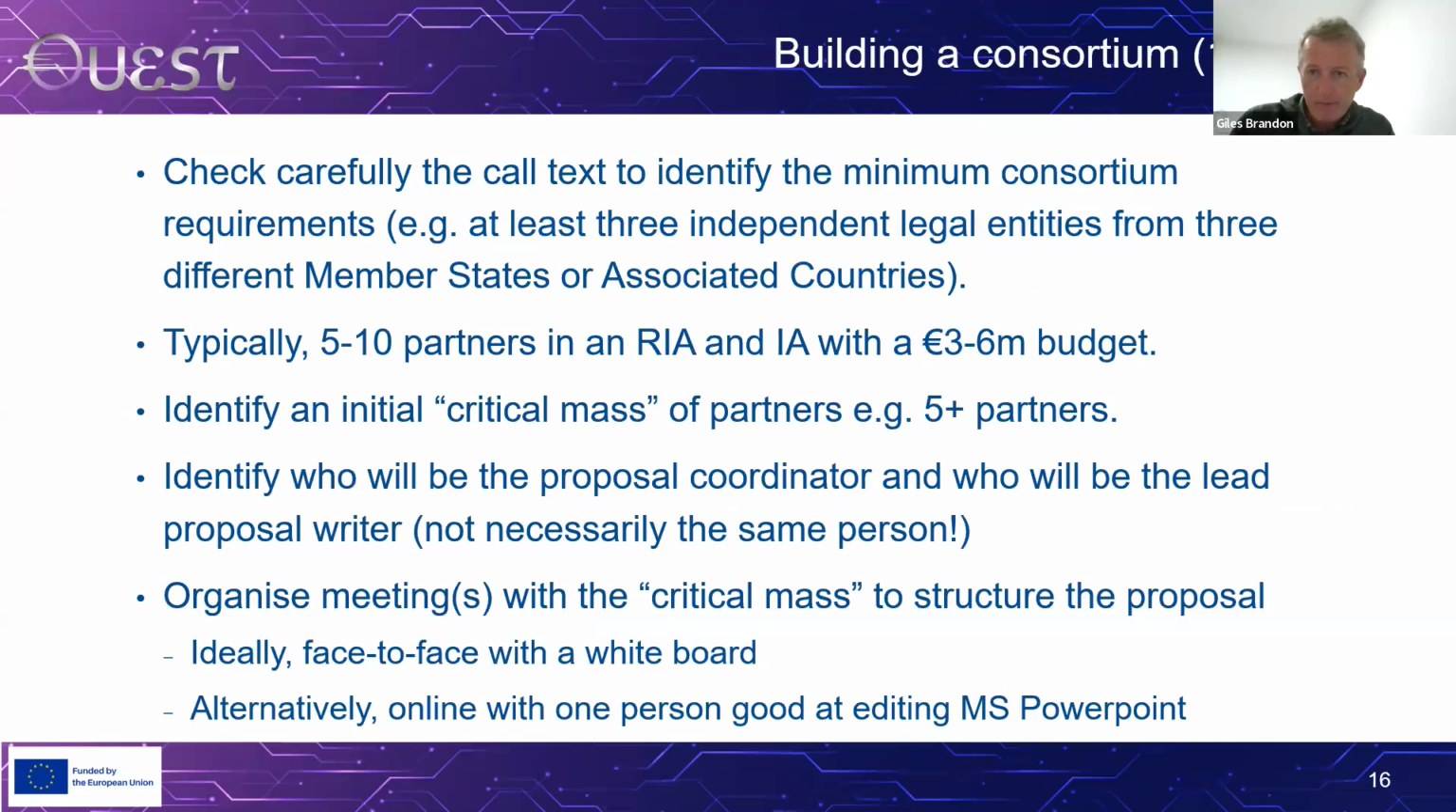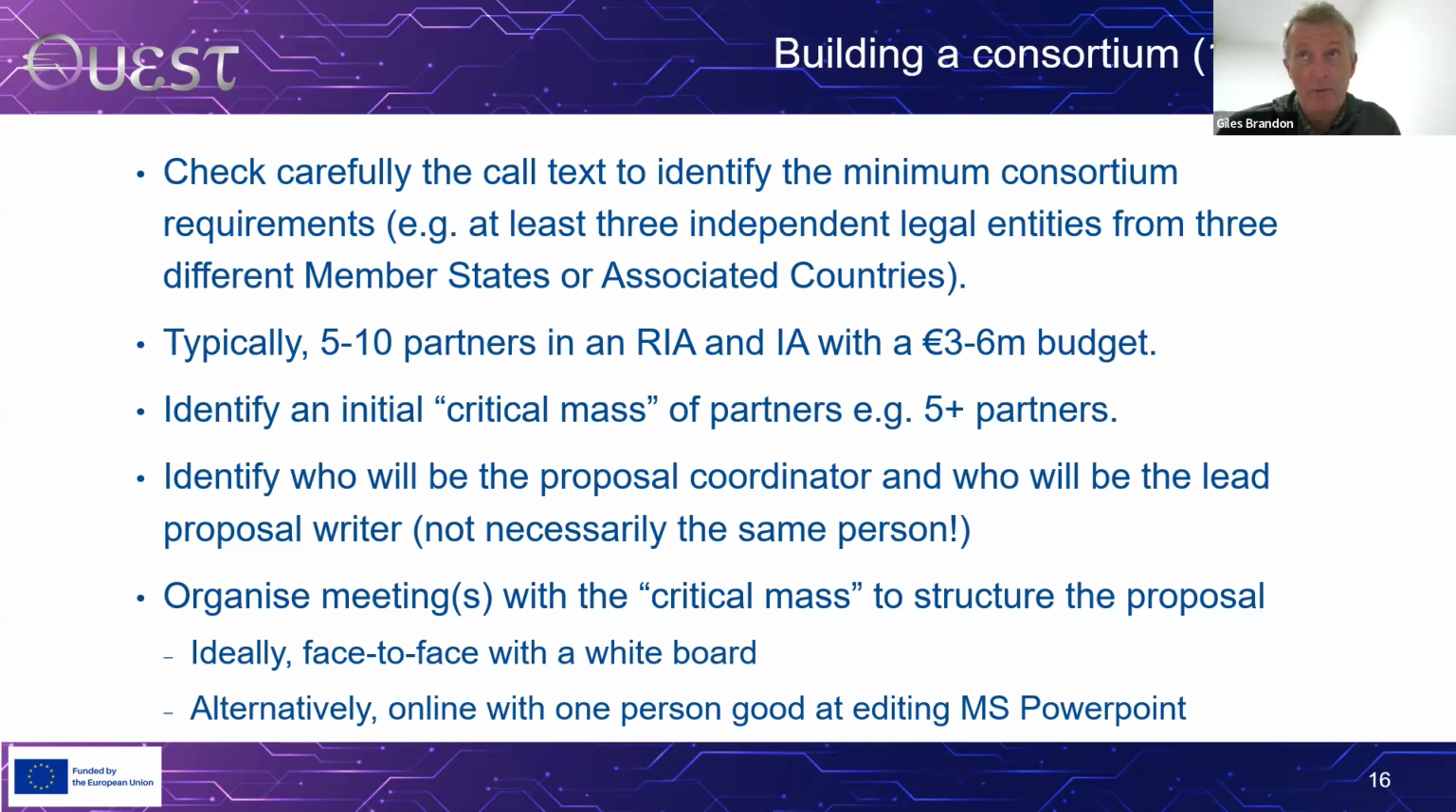So moving on, another obviously critical thing with projects and proposals is you need to build up a consortium. What bits of advice to give there? Well, obvious one, check carefully the call text to identify the minimum consortium requirements. Usually, but not always, it'll say something like at least 3 independent legal entities from 3 different member states or associated countries. This is the bare minimum. Usually you need to have considerably more partners.